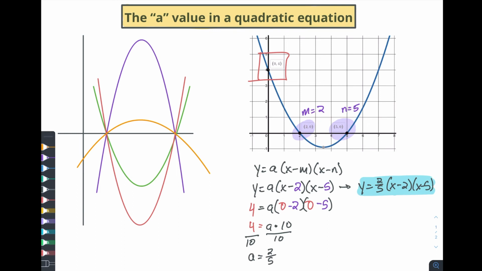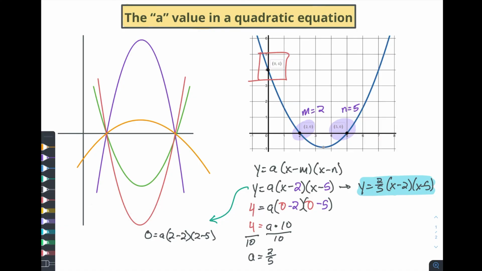Let's see. Right here, if we were to put in the value 2, 0, let's say we didn't realize that this 0, 4 was on here. If we try to put 2, 0 into here, then of course we're going to have 0 is equal to a times 2 minus 2 times 2 minus 5. Great, we've eliminated an x and a y, so now we should be able to find out what the A value is. But as you've probably already recognized, 2 minus 2 is 0. 0 times anything is going to wipe out this entire side. So we'll end up with 0 equals 0, and that doesn't really help us at all.